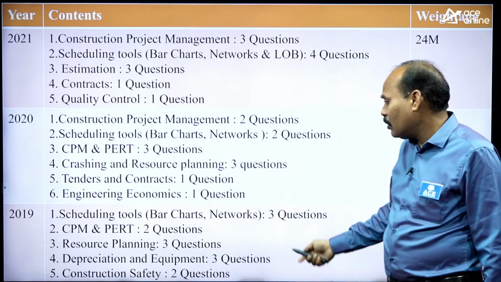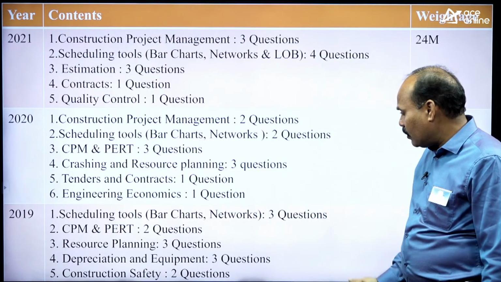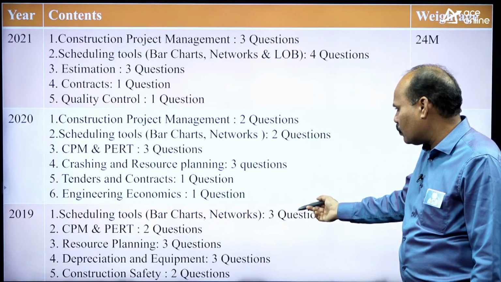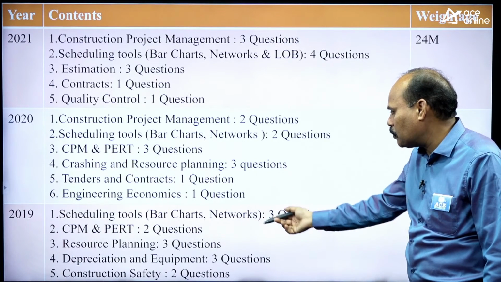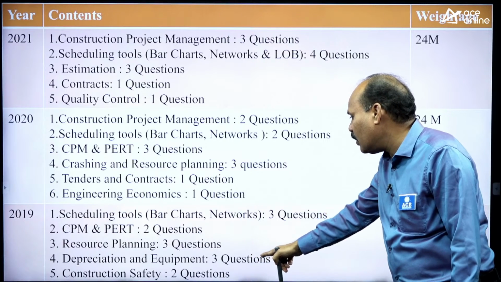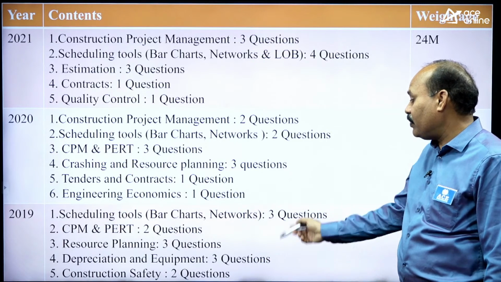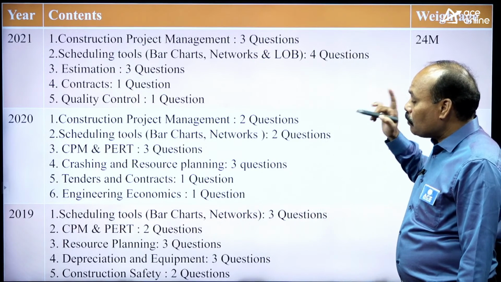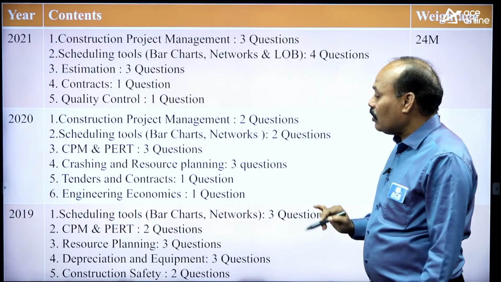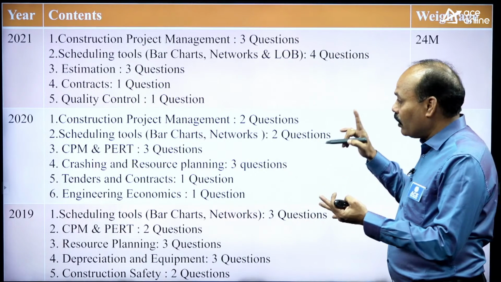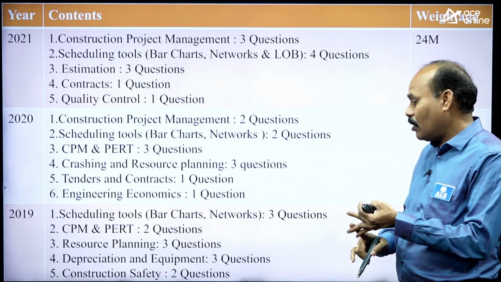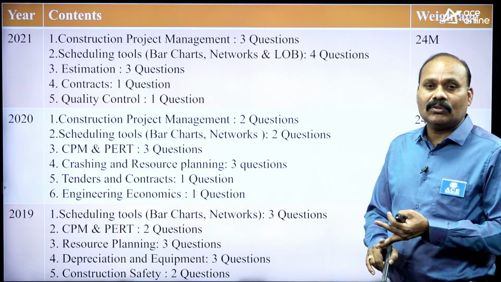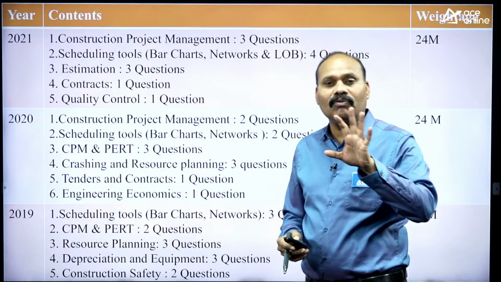And coming to 2019 paper, again see, scheduling tools 3 questions, CPM and PERT 2 questions, resource planning 3 questions, depreciation and equipment related 3 questions, and safety 2 questions. So suppose you are not covering economics, you are not covering quality control, you are not covering safety. So there is a chance of losing 1 or 2 questions.